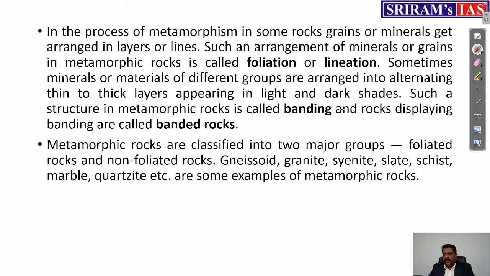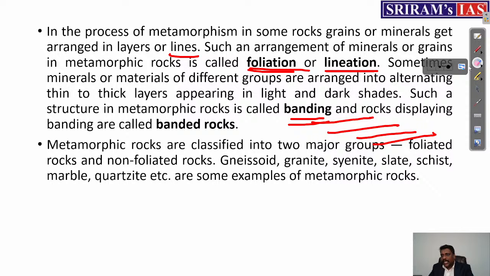In that way, my dear friends, you also have the property of this metamorphic rock. In the process of metamorphism in some rocks, grains or minerals get arranged in layers or lines. Such an arrangement of minerals or grains in metamorphic rock is called foliation or lineation. You will be finding lines there. Sometimes minerals or materials of different groups are arranged into alternating thin and thick layers, appearing in light and dark shades. Such a structure in metamorphic rock is called what?